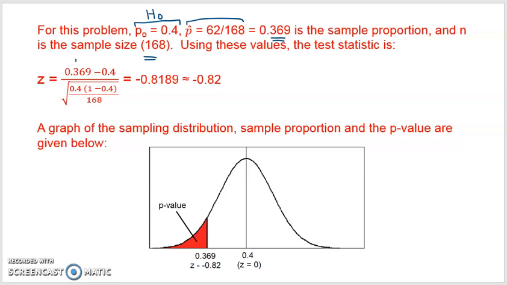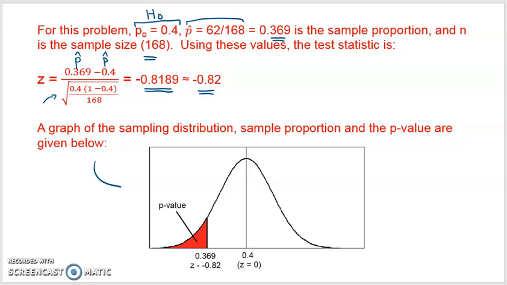p hat minus p naught over what's called the standard error of your p hats, the square root of 0.4 times 1 minus 0.4 over 168. From the formula sheet, that gives us negative 0.8189. If you're using a normal table to find the probability, which we'll do, then round that to 2 decimal places, negative 0.82.